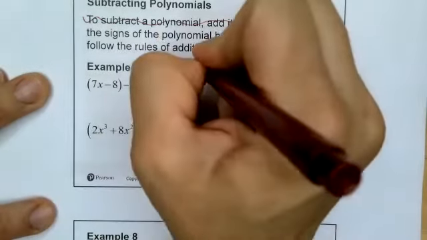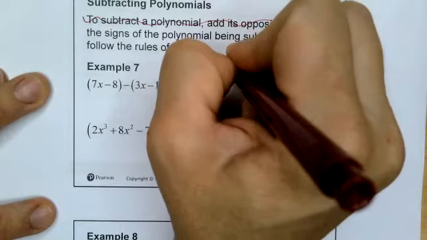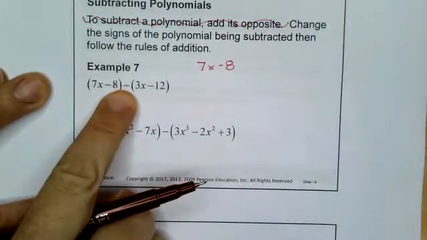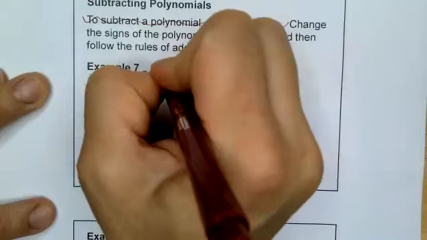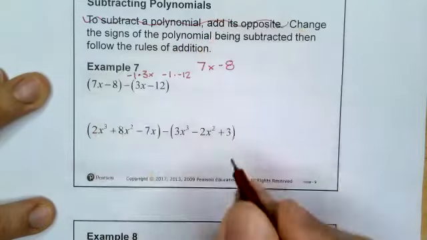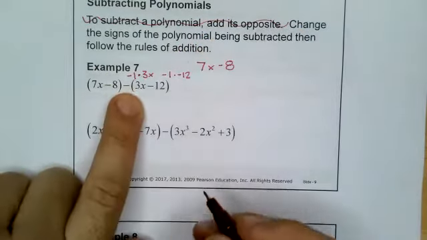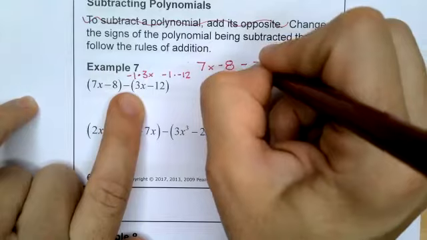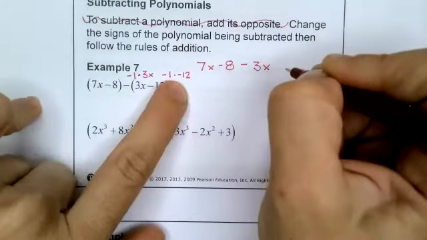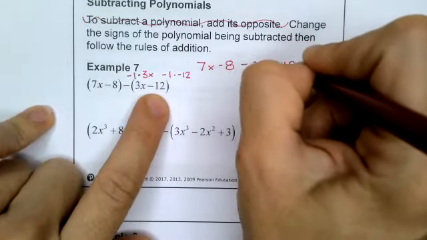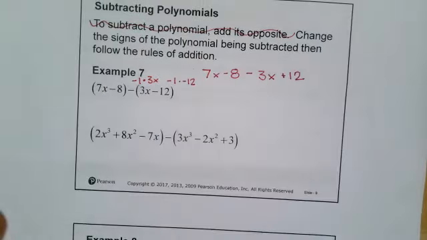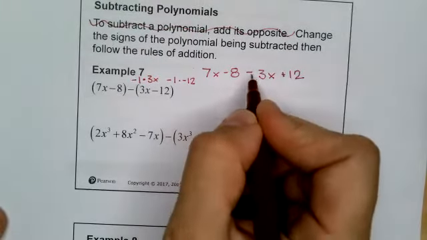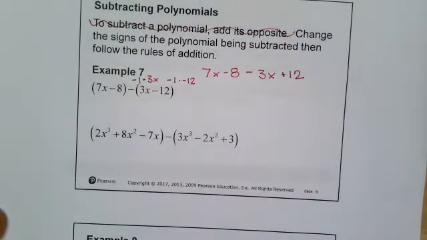So that becomes 7x minus 8. Think of this minus sign as a negative 1. So we have a negative 1 times 3x, and negative 1 times negative 12. Negative 1 times 3x becomes a negative 3x. Negative 1 times a negative 12 becomes plus 12. So I distributed a negative 1 to the 3x and the negative 12. I got 7x minus 8 minus 3x plus 12.